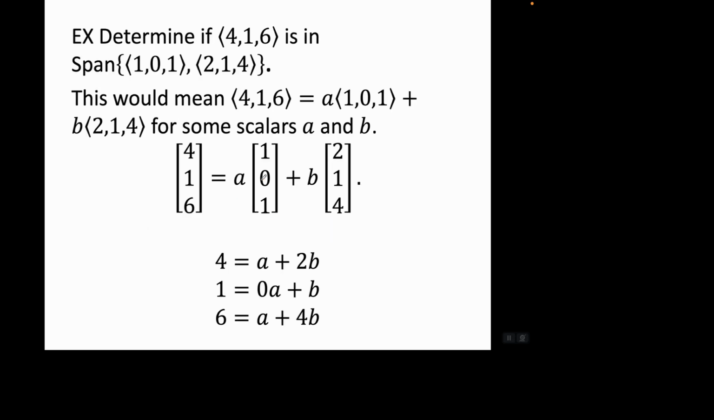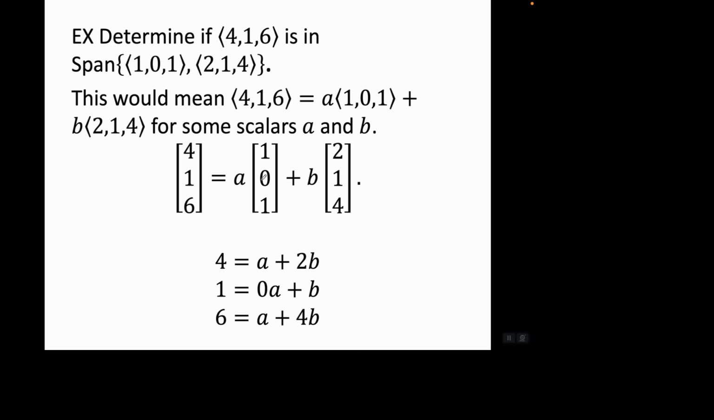Oh, I don't like that at all. Look at the solution. The solution is going to be a equals 0, b equals 0, and 0 equals 1. Yeah, I don't like that 0 equals 1 stuff. There is no solution. So (1,2,8) is not in the span of (1,0,1), (2,1,4).